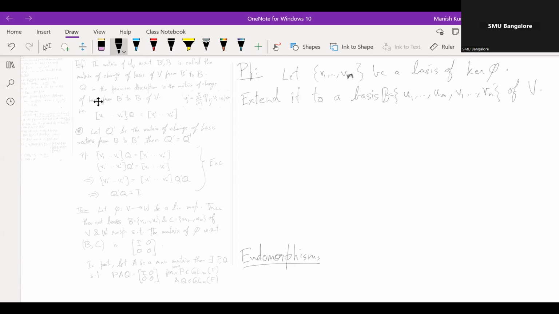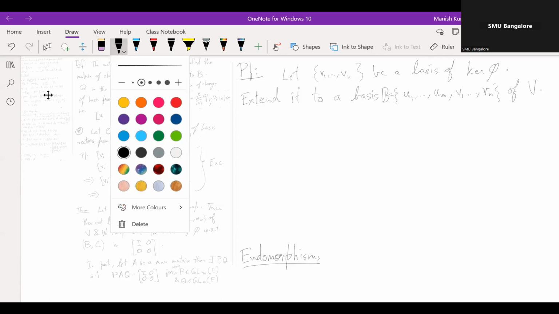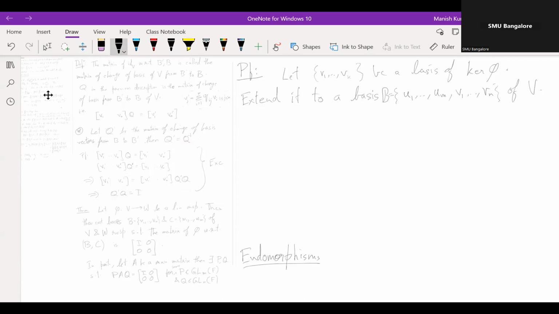Sorry, the numbers are not matching. Let me rewrite and change the numbers. Capital V is supposed to be n-dimensional. So let's call this V1 to Vk the basis of kernel phi.